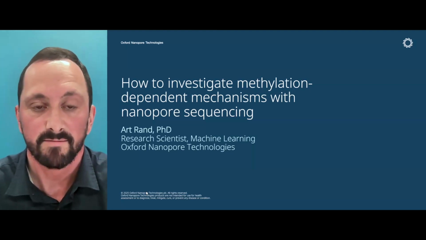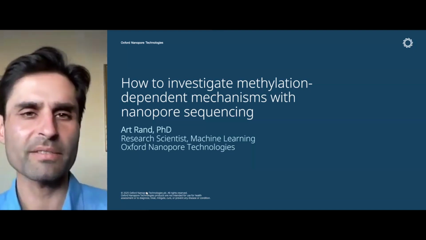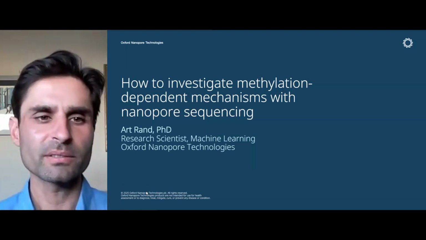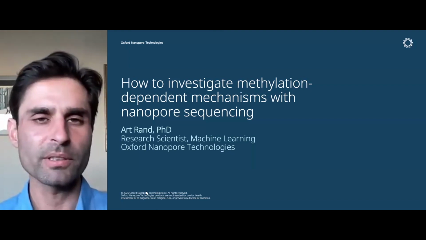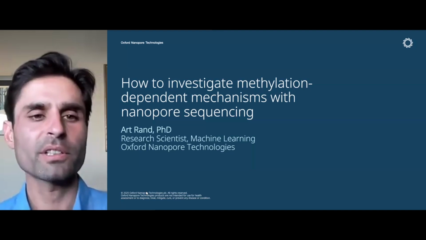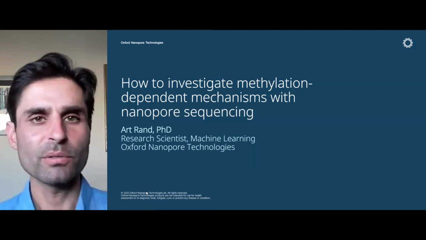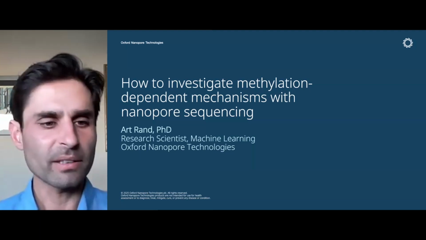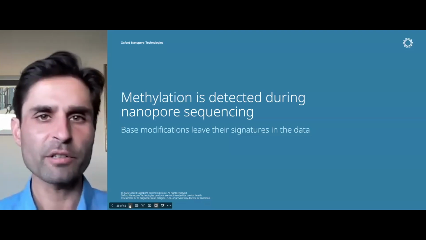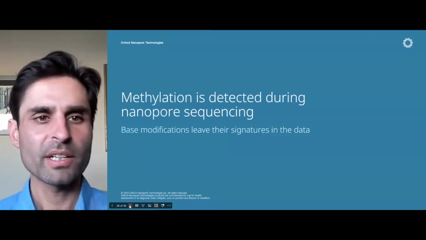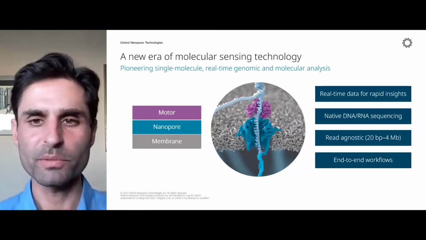Thank you, Scott, for the introduction. So we're going to have a little bit of a shifting gears now. We're going to talk about methylation and how you can use methylation and chromatin accessibility to study your biological system. So first, because this is a nanopore knowledge exchange, we have to talk about how the nanopore works and how you can actually detect methylation with it.